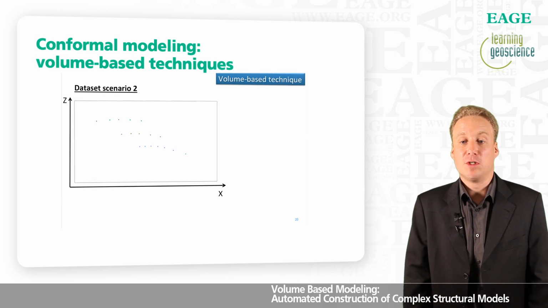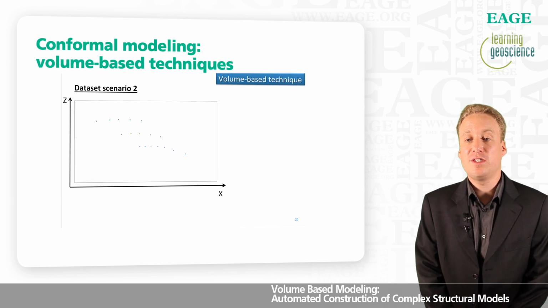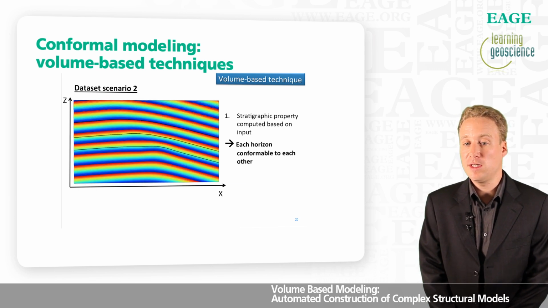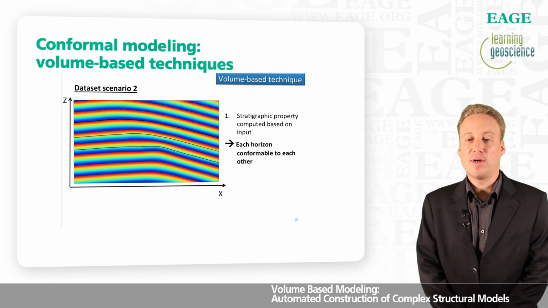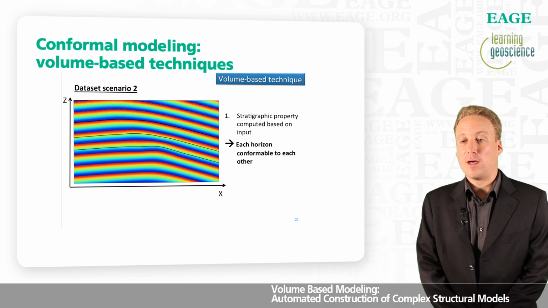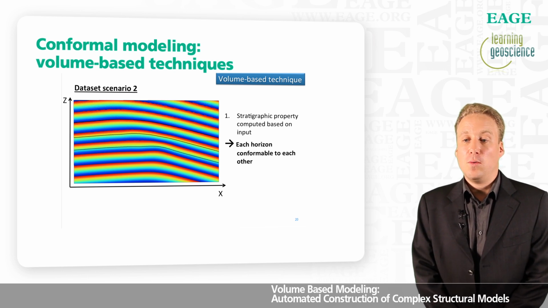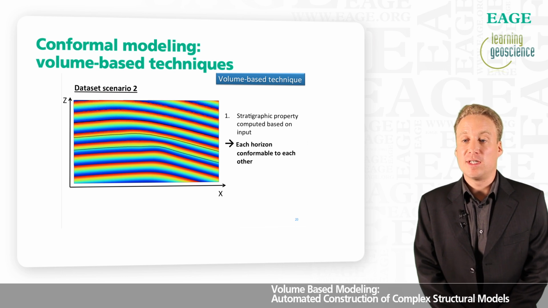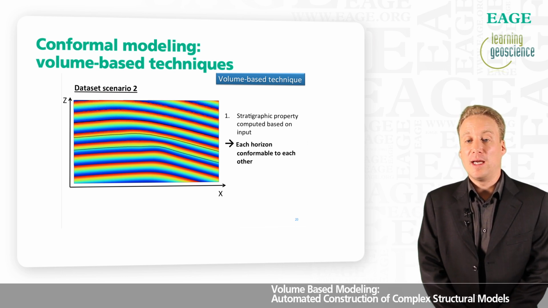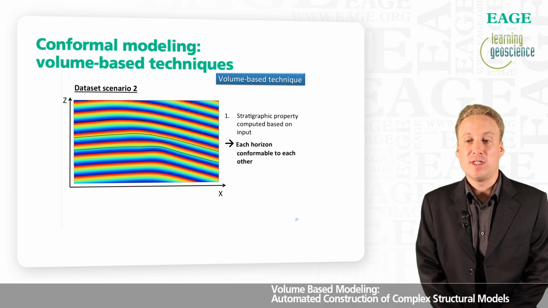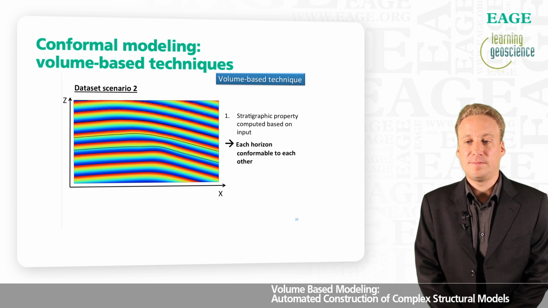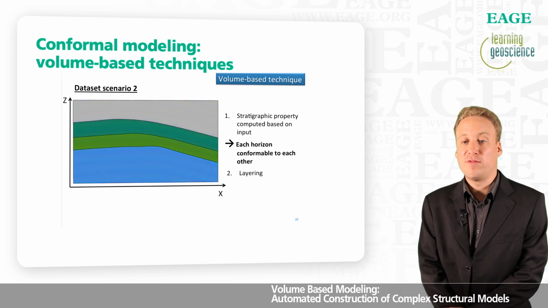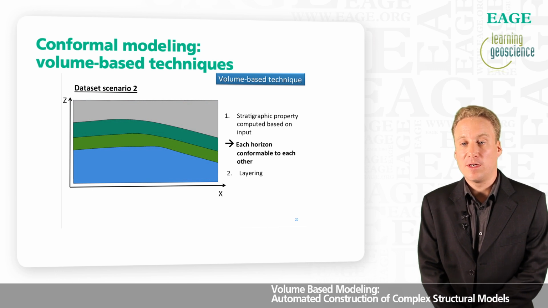With volume-based techniques, it's much easier. We just have to say that all these horizons belong to the same conformable sequence and correspond to the same stratigraphy function. We'll then interpolate this stratigraphy function, and here is the result. We have one stratigraphy function that incorporates all three horizons, and that is interpolated and extrapolated in such a way that it minimizes dip and thickness variations. From this stratigraphy function, we can then compute our layering.